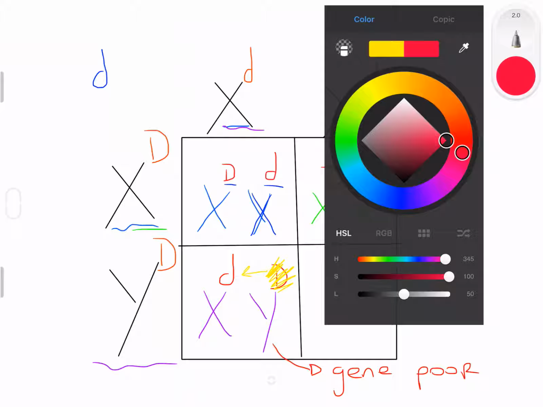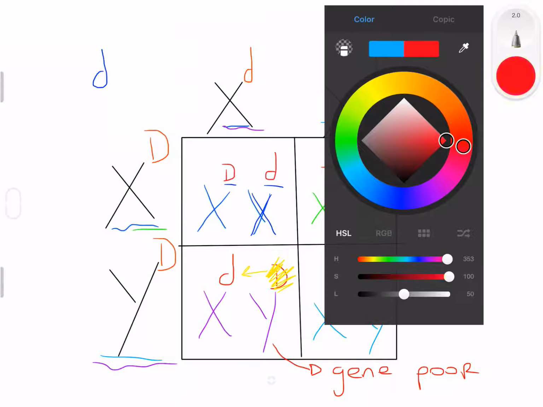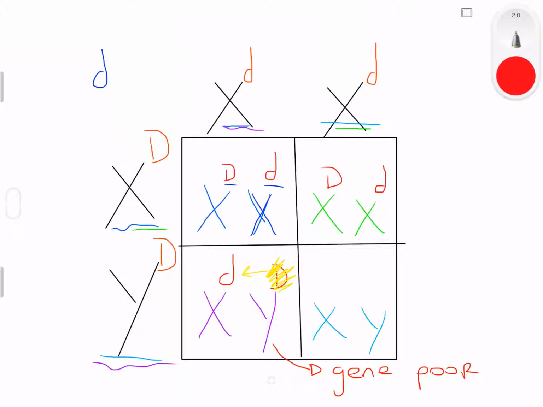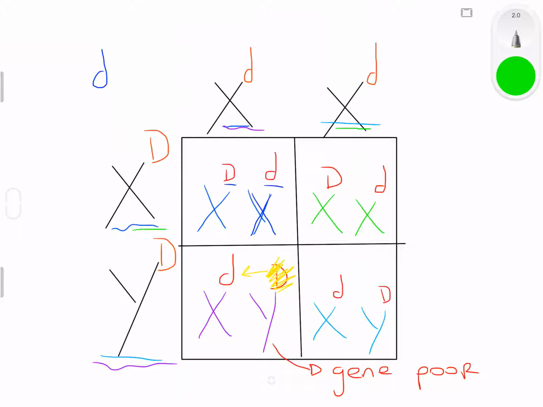Now we're going to go ahead and take and multiply this Y with this X. Same deal. We see here that the mom gives the recessive, dad still dominating there with that gene. However, it does nothing because a Y chromosome, remember, it's gene poor.